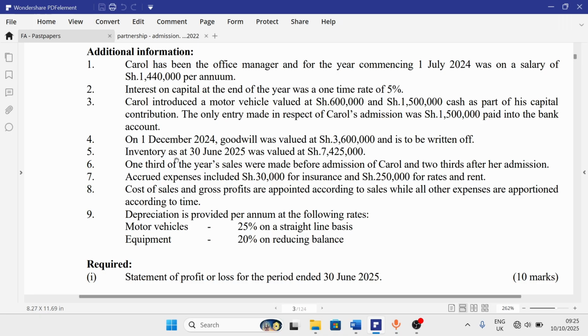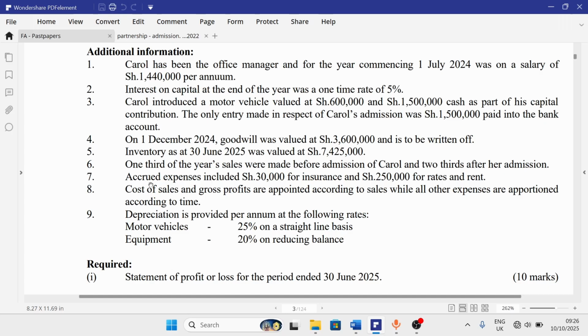Number 5, inventory as at 30th June 2025 was valued at 7,425,000. So that is the closing inventory. Number 6, 1/3 of the year's sales were made before admission of Carol and 2/3 after her admission. So this means that Carol was admitted in between the financial year. So we have to determine the number of months from the beginning of the financial year to the time of admission, and then the number of months from the time of admission to the end of the current financial year.